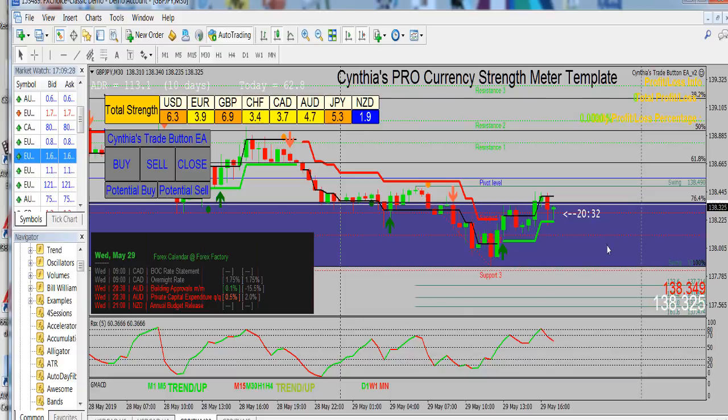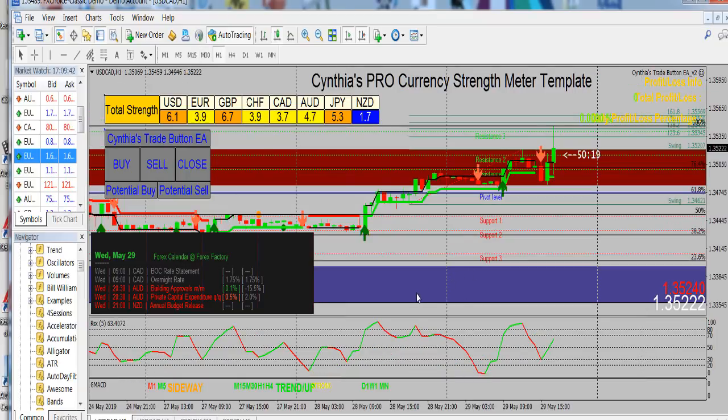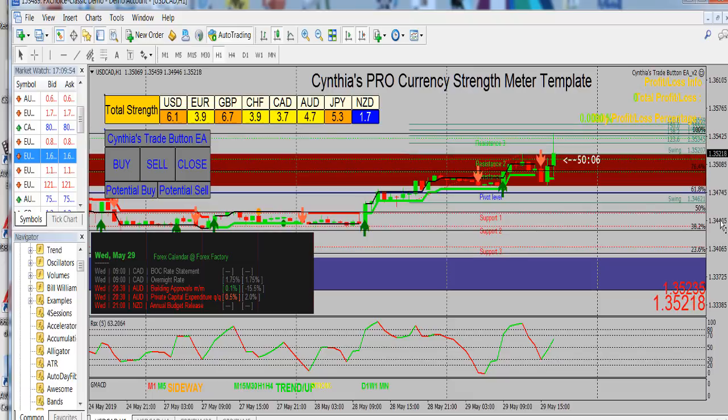So here's the pro chart, it gives you a lot more information. You know you're in an oversold zone, but if it breaks out of the oversold zone, you have all of these targets here to aim for. So that's it for the comparison between the basic currency strength meter template and the pro currency strength meter template, and I hope that helps you make a decision on which one to purchase. With the pro currency strength meter template, you get everything. You actually get everything that you need to trade successfully.